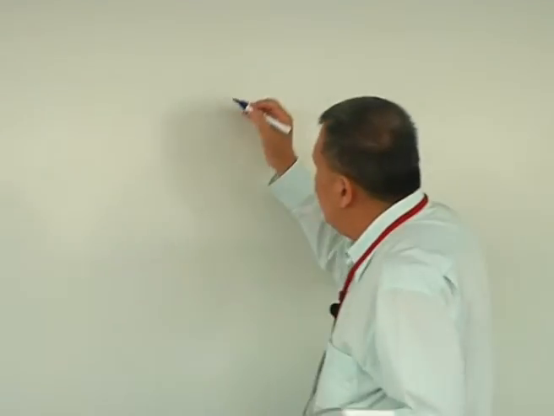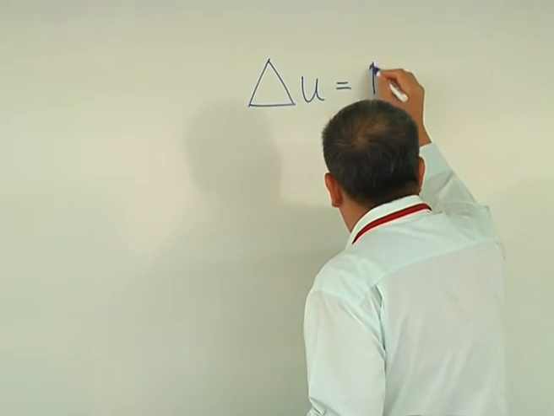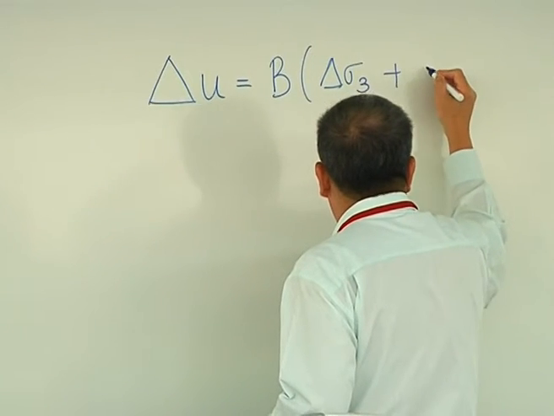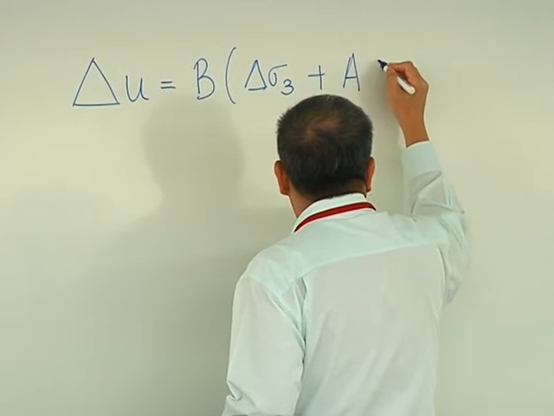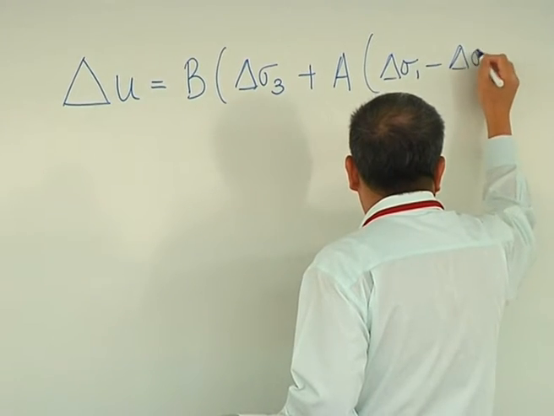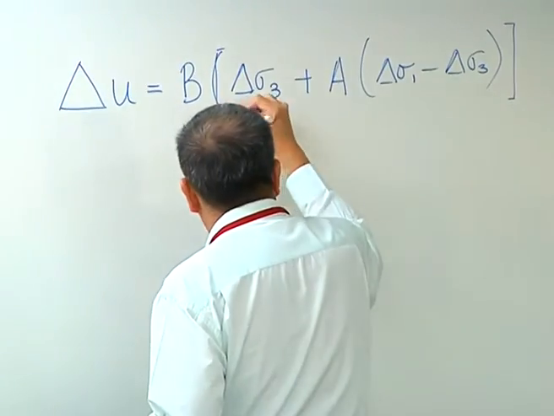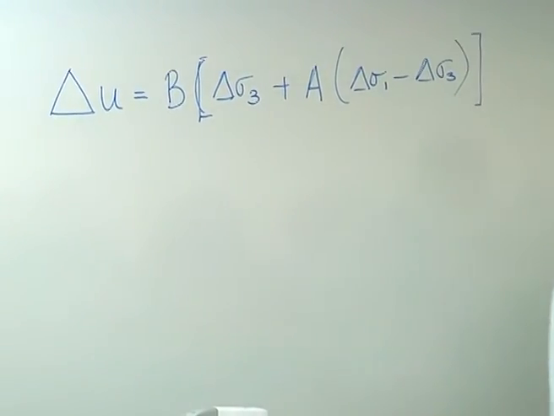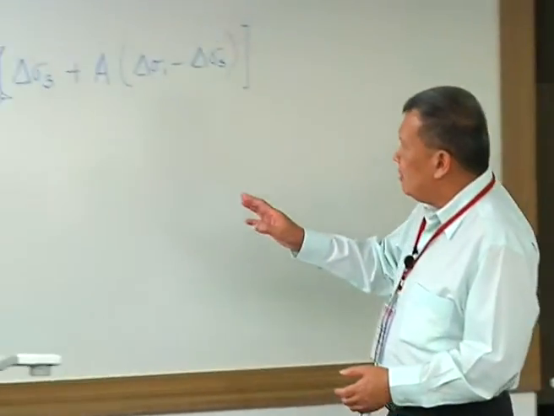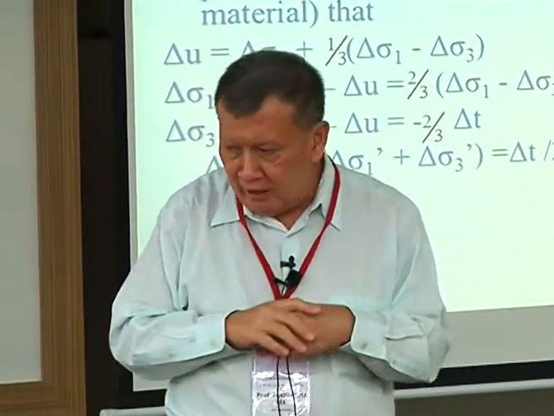The Skempton's pore pressure equation just simply says this. This is the Skempton's pore pressure equation. And there are two parameters, an A and B parameter. These parameters are determined experimentally.